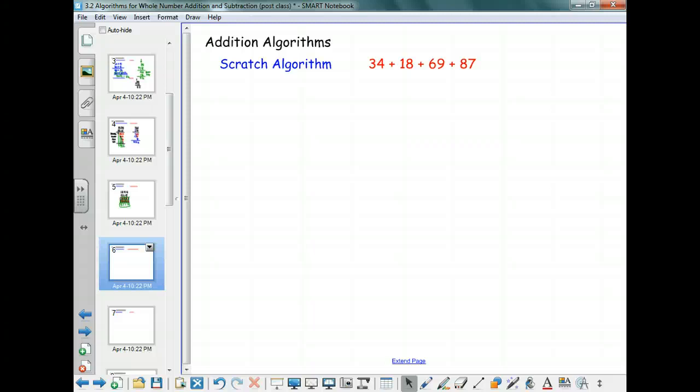Okay? Let me show you what scratch algorithm does. We're going to write all the numbers again from top to bottom, just like in early childhood. So we have 34, 18, 69, 87. And I'm not going to lie, this is probably going to take a little bit of practice because it feels a little bit awkward to do this.